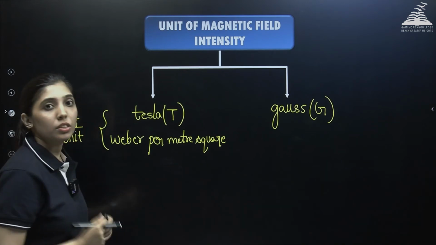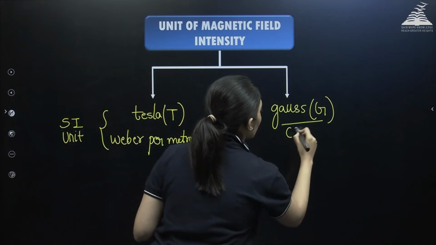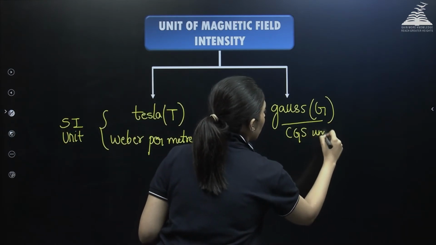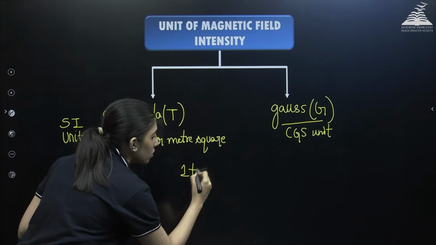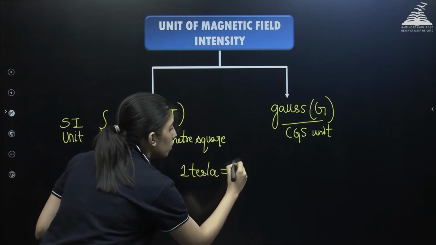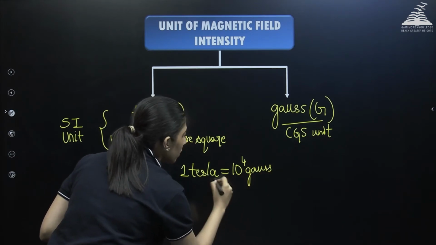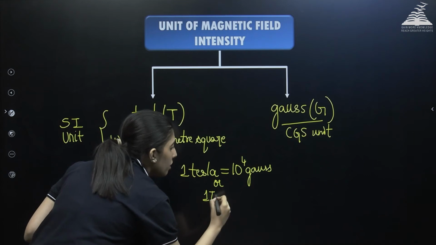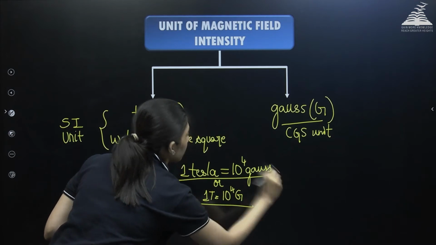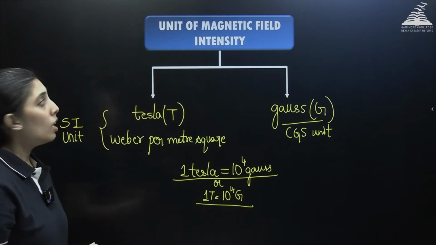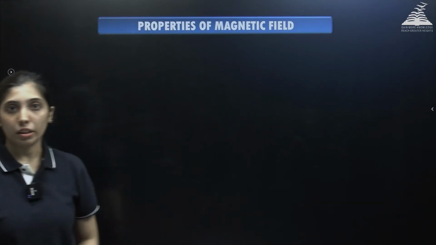Now let's establish the relationship between the SI unit, which is Tesla, and the CGS unit, which is Gauss, which can be written as 1 Tesla is equal to 10 to the power 4 Gauss, or 1 T is equal to 10 to the power 4 G. Now that we understood this, let's move on to study our next topic, properties of magnetic field.